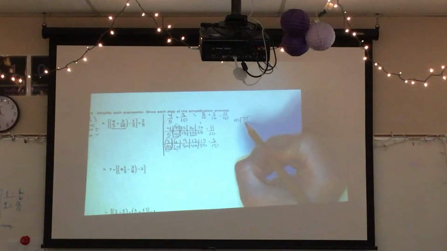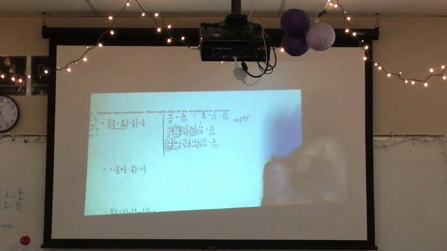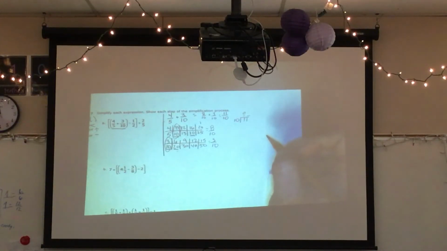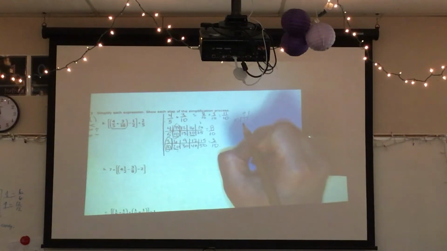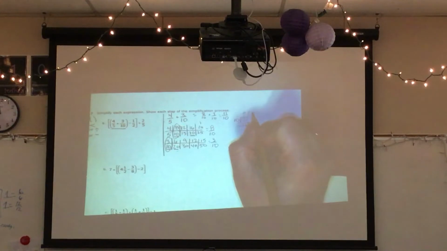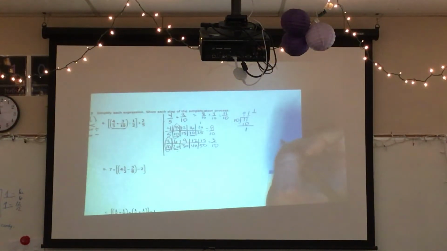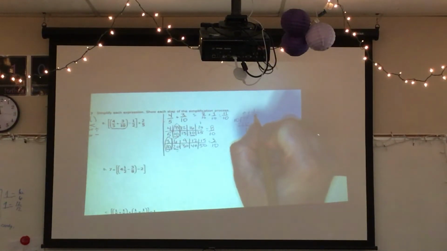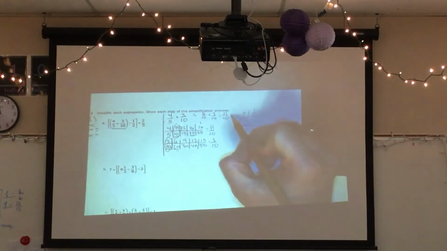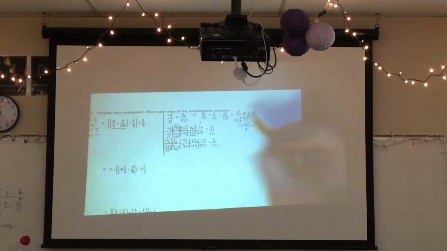Can 10 go into 1? No, I'm going to put a 0 on top. Can 10 go into 11? Yes. How many times? 1. I put a 1 on top, what goes on the bottom? 10. I'm going to subtract, I get 1. Do I have anything else to bring down? Do I have a remainder? Yes. What does my remainder become? A numerator. My denominator is 10. Okay, so 4/5 plus 3/10 equals 1 and 1/10.